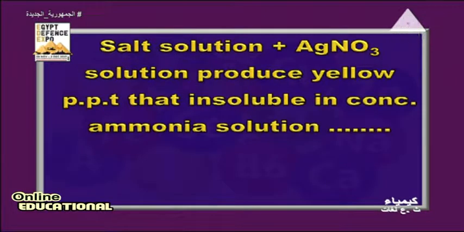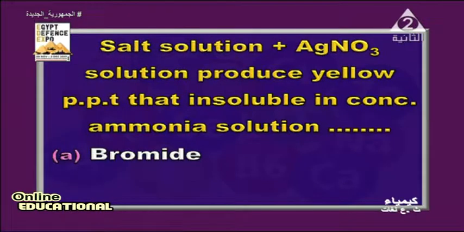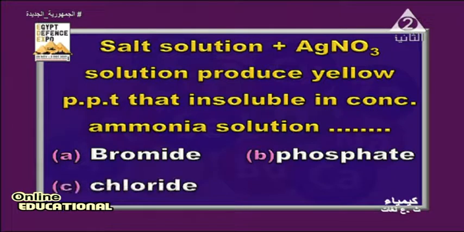Next one. Salt solution plus silver nitrate solution produces yellow precipitate that is insoluble in concentrated ammonia solution. Is it bromide or phosphate or chloride or iodide? Yes, all of you know the answer now, so it will be iodide radical.